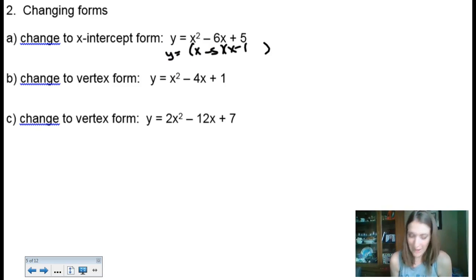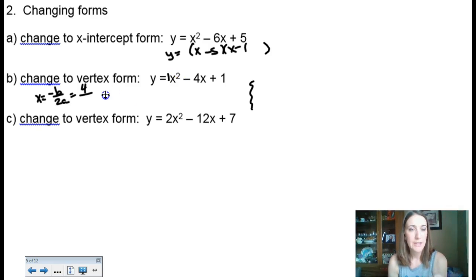Voila, done. All right, the next problem, another standard form parabola, but this time they want me to change it to vertex form. So you have two methods. You can either find the vertex somehow, or you can complete the square to write it in vertex form. I will show you both because I kind of like them both. Finding the x value of your vertex, remember, is negative b over 2a. So for us, negative b would be positive 4 over 2 times a. 2 times 1 is 2. So my x value of my vertex is at 2.